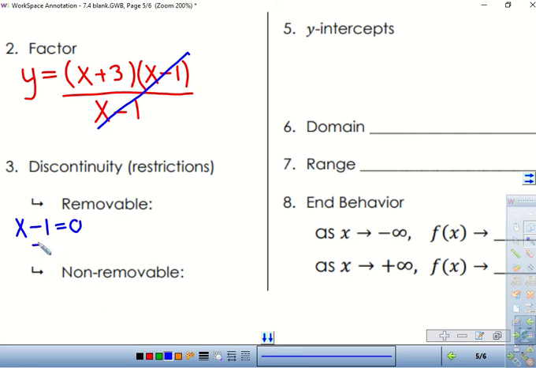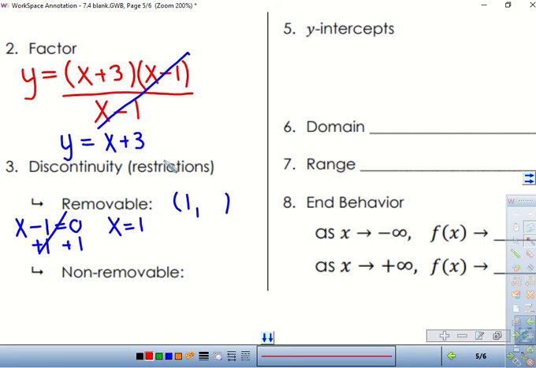Now, to figure out the x value for this, we simply solve for x, and we get x equals 1. Now, a removable discontinuity will always be an ordered pair. So, when we canceled out x minus 1, what are we ultimately left with as a function here? Y equals x plus 3. Exactly, y equals x plus 3.